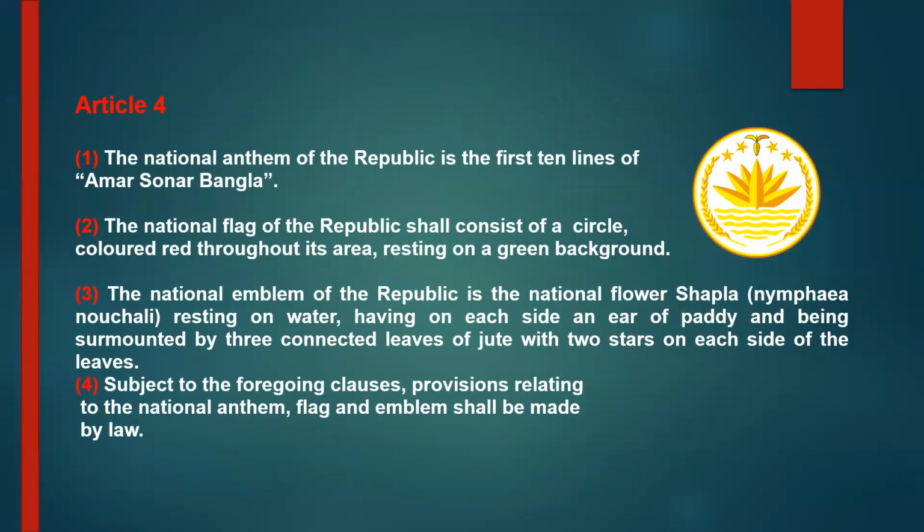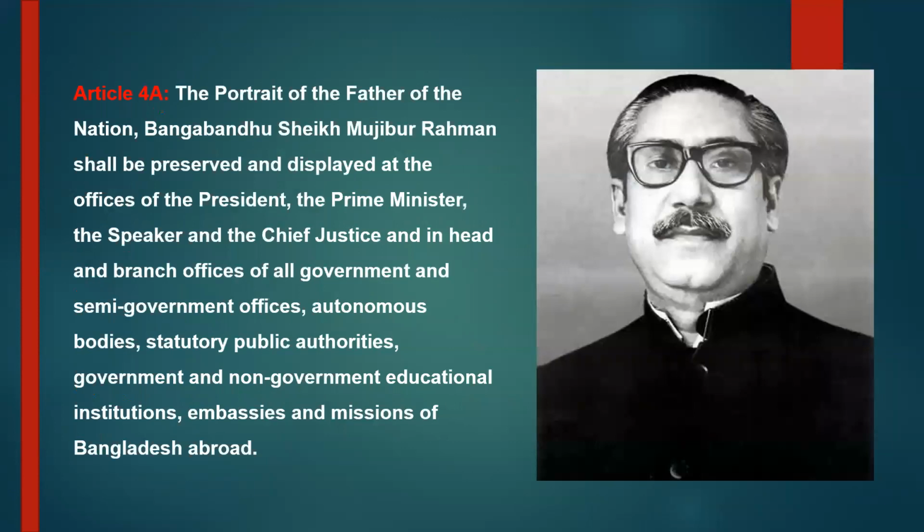Article 4 identifies and describes the national anthem, the national flag, and the national emblem of Bangladesh. Article 4A, included in 2011 through the 15th Amendment, focuses on the portrait of the father of the nation, Bangabandhu Sheikh Mujibur Rahman. This portrait is to be preserved and displayed at the offices of the President, the Prime Minister, the Speaker, the Chief Justice, and heads of all government and semi-government offices, autonomous bodies, educational institutions, embassies, and missions of Bangladesh abroad.